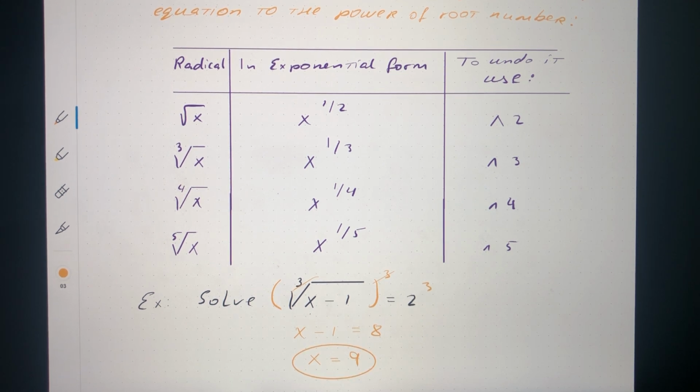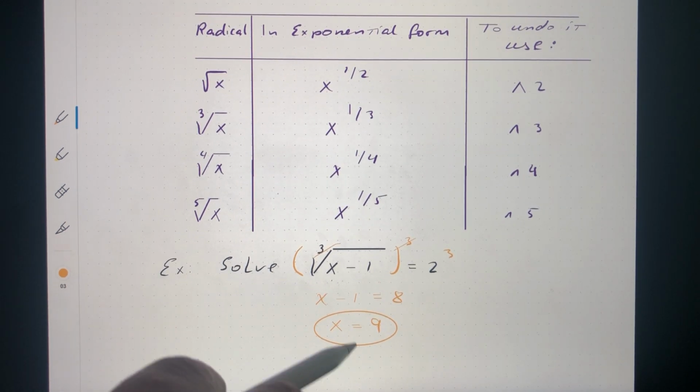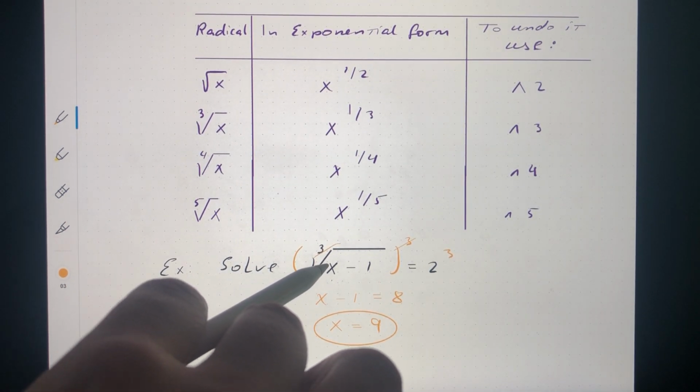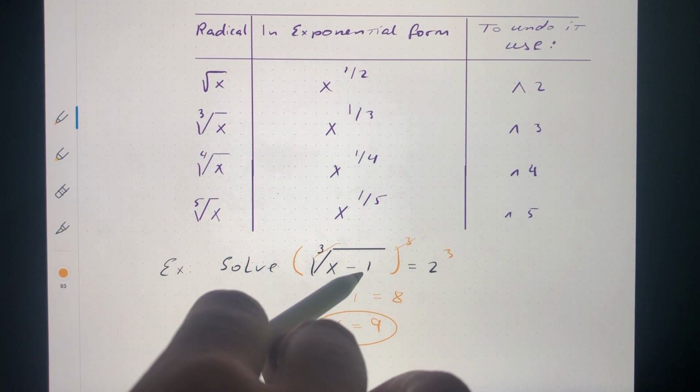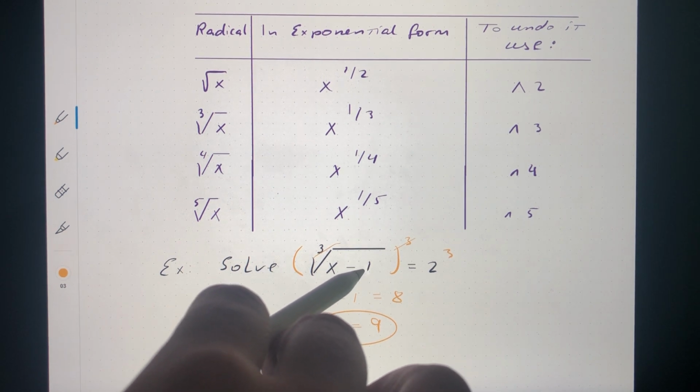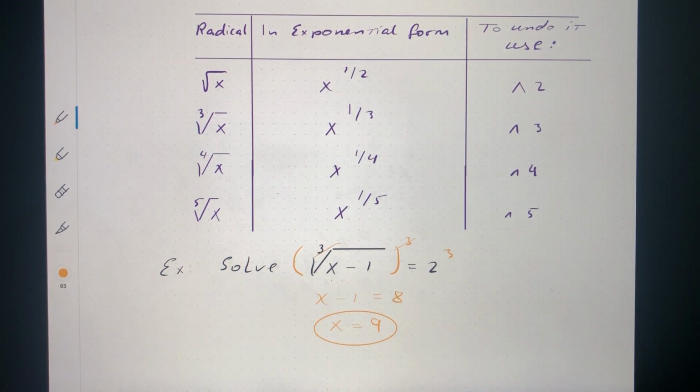So this is the answer to the first question. We can plug it back in to see if it actually works. And it does, because 9 minus 1 is 8, and the cube root of 8 really is 2.